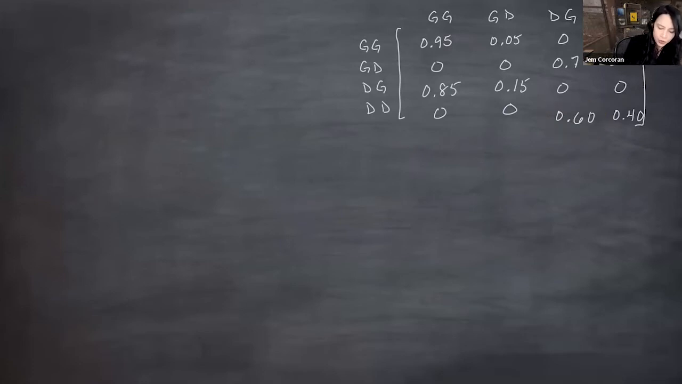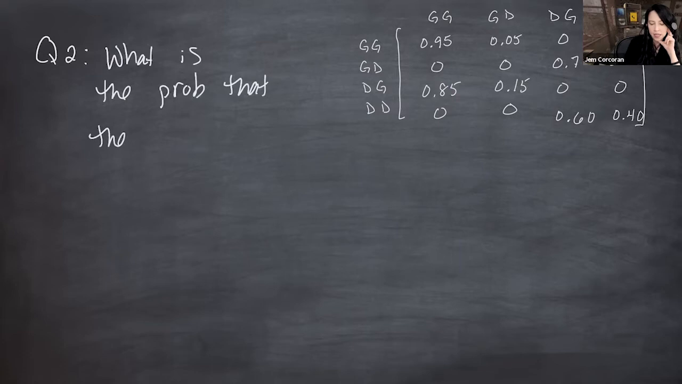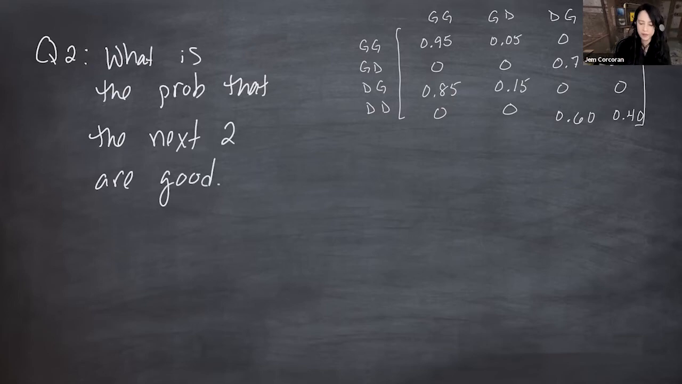So question 2, again, they all start with defective, defective. And so now I want the probability. What is the probability that the next 2 are good? So again, they start defective, defective. So we're looking at defective, defective, good, good. And so that is really 2 transitions from defective, defective to defective, good to good, good.